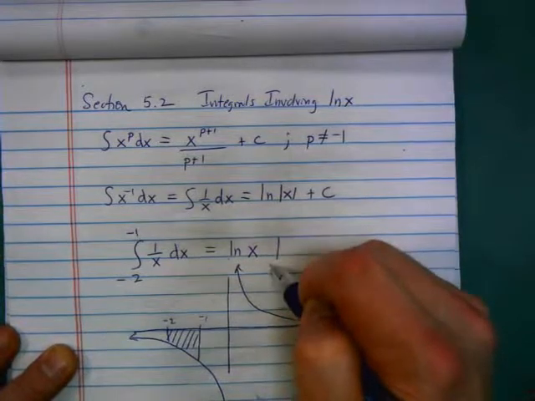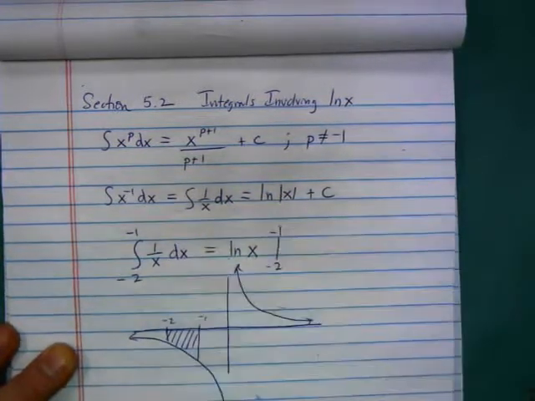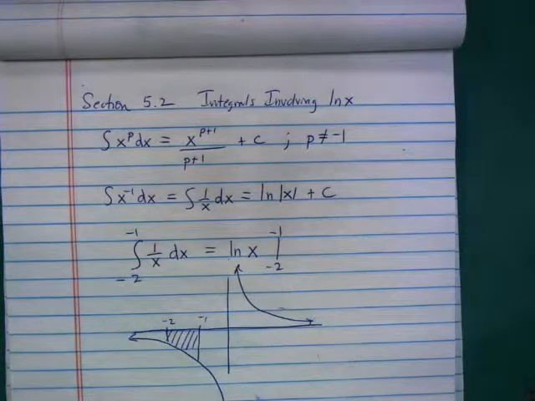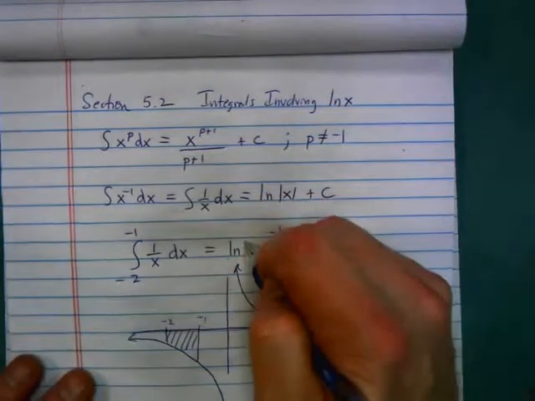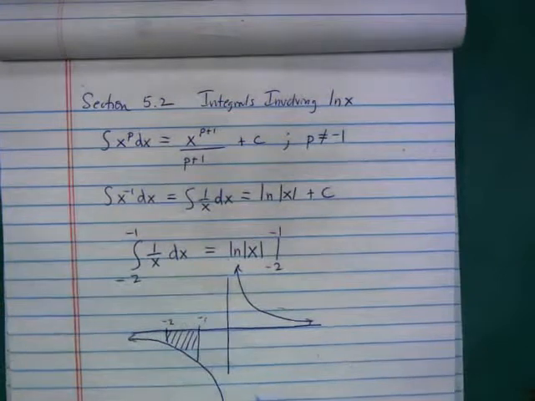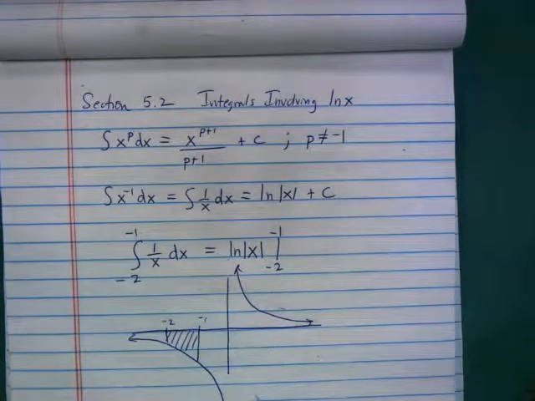But you see, if we didn't have the absolute values on there, we'd have a big problem. How come? I can't take the natural log of a negative number. Remember, we defined natural log to only be good for x greater than 0. So that's why when we deal with antiderivatives, we slap the absolute values on there. It allows us to deal with areas like this.